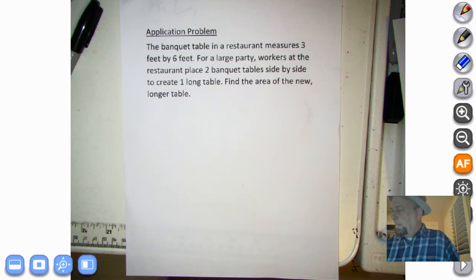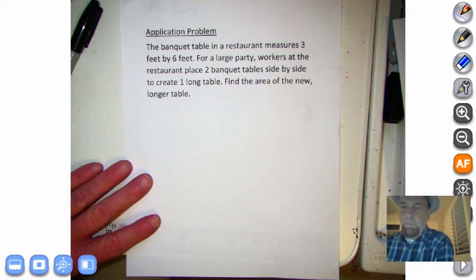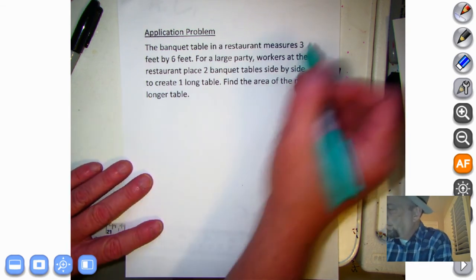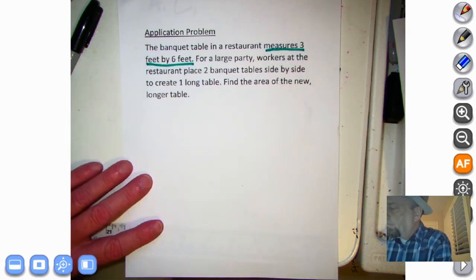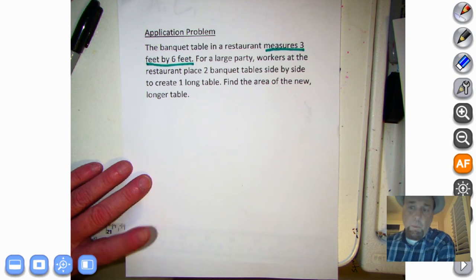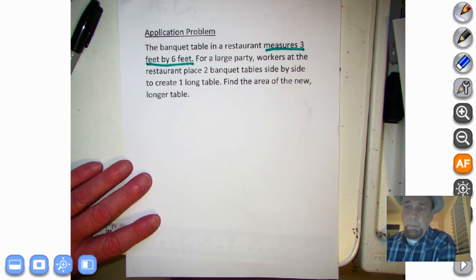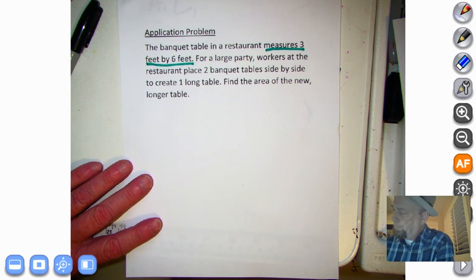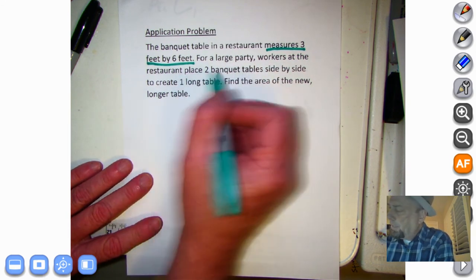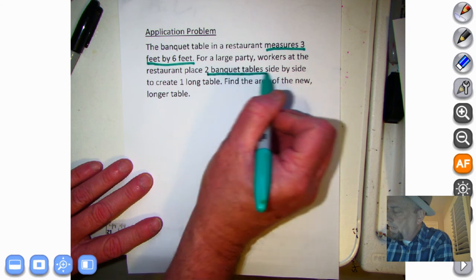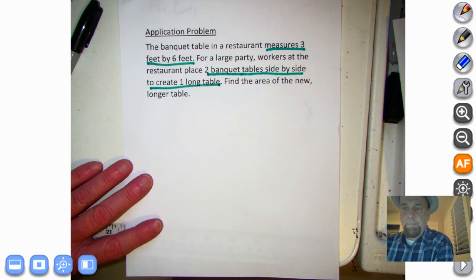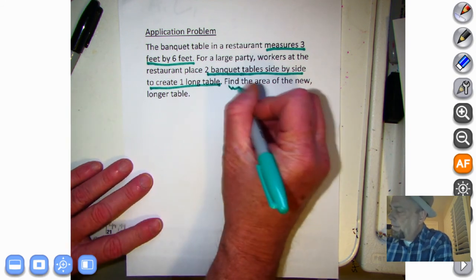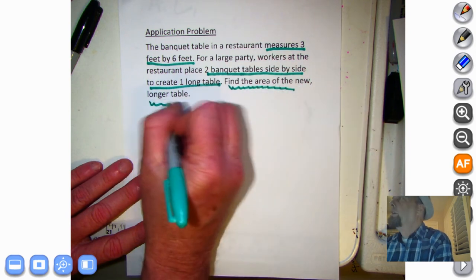All right, so the banquet table in a restaurant measures 3 feet by 6 feet. I'm going to underline that. The table measures 3 feet by 6 feet. For a large party, workers at the restaurant place 2 banquet tables side by side to create one long table. Find the area of the new longer table.